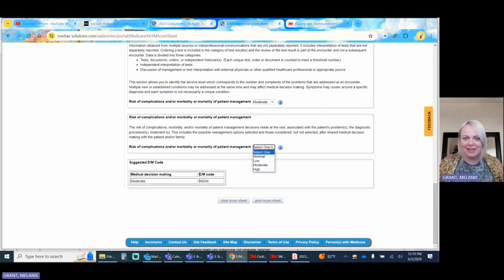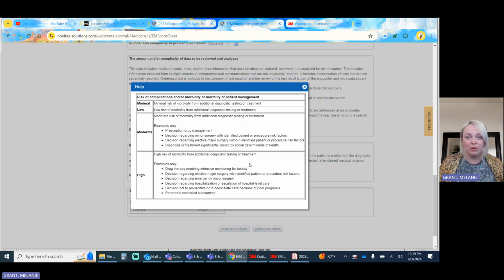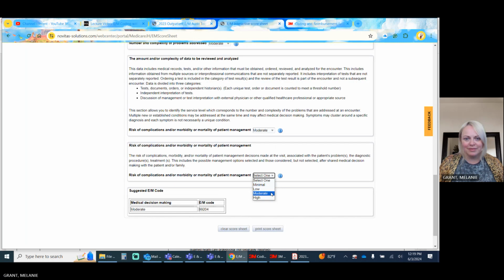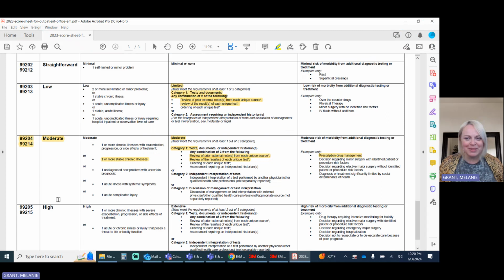And of course, risk. They did have prescription drug management, but otherwise were just stable chronic illnesses. So if they hadn't had prescription drug management, we would not be a moderate level of risk, but because there's management here, we will. So we're going to say moderate. And look at this. The interactive code has been selected for you based off of those elements that we just selected. Now, of course, we already knew that because we did it ourselves here, but those are some of the tools that are available to you.